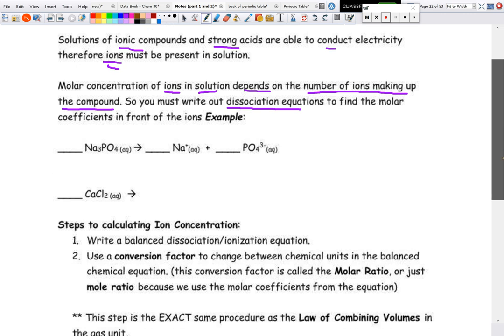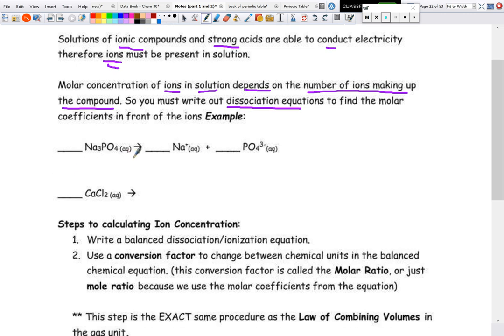So for example, when we look at sodium phosphate, this, of course, is aqueous, so when it breaks apart, we know it's going to break apart into the sodium ion and the phosphate ion. Of course, when we balance it, we can tell from our balanced chemical equation there's 3 sodiums and 1 phosphate. So these are all the molar coefficients in front of our sodium phosphate, or this would be the balanced dissociation equation associated with sodium phosphate.